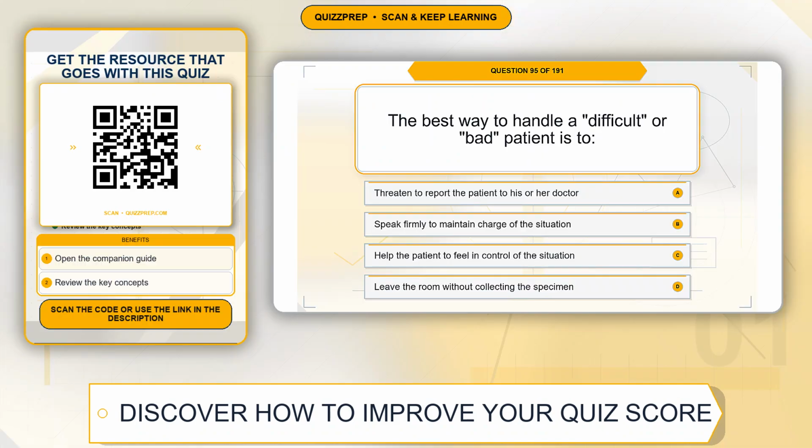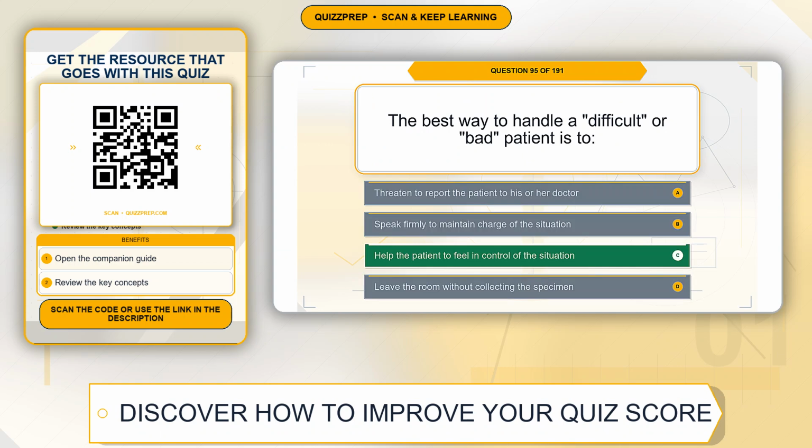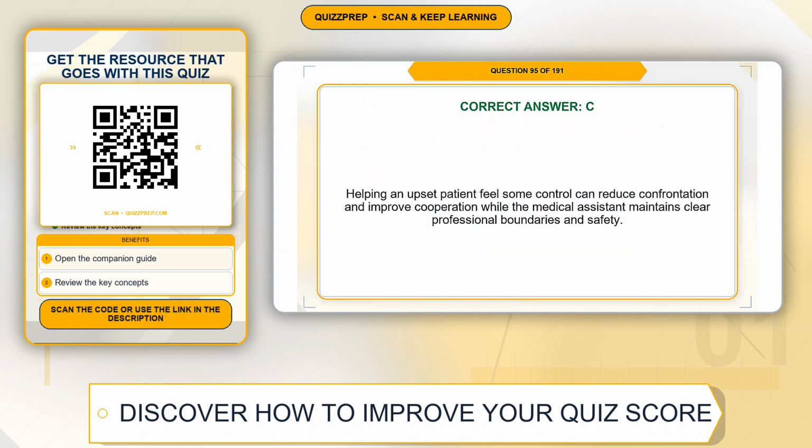Question 95. The best way to handle a difficult or bad patient is to option A, threaten to report the patient to his or her doctor, option B, speak firmly to maintain charge of the situation, option C, help the patient to feel in control of the situation, option D, leave the room without collecting the specimen. The correct answer is option C, help the patient to feel in control of the situation. Explanation. Helping an upset patient feel some control can reduce confrontation and improve cooperation while the medical assistant maintains clear professional boundaries and safety.